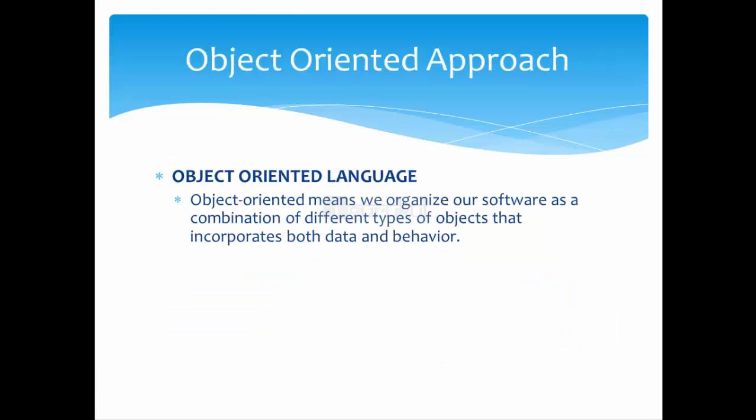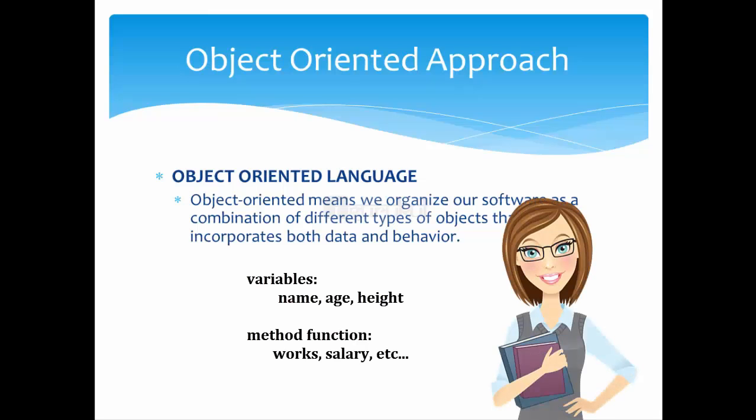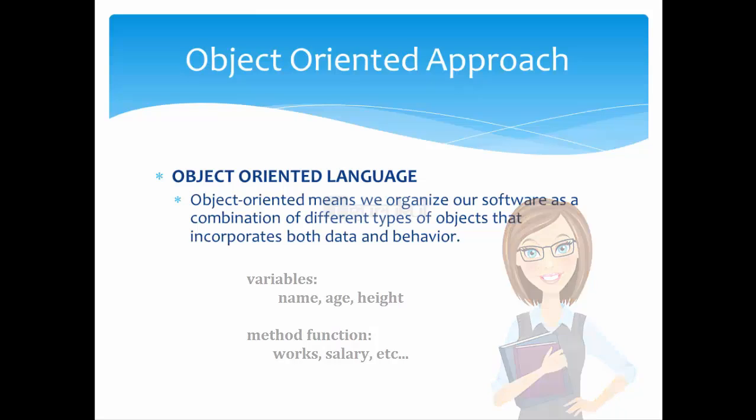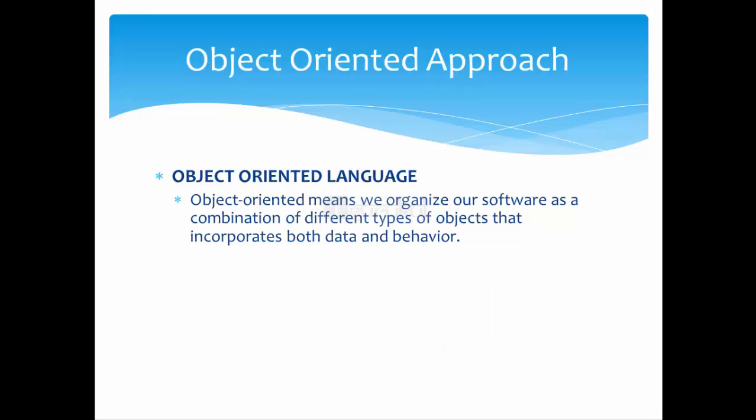So our next important feature is the object-oriented approach. What is an object-oriented approach, or why did we actually need an object-oriented approach in Java? Object-oriented means we organize our software as a combination of different types of objects that incorporate both data and behavior. Let's take an example. Suppose person is an object. It will have its own features, like name, age, color, height. It will perform some functions, like work and salary. So an object is nothing but a combination of data and methods. That is, an object contains data and code that manipulates that data.